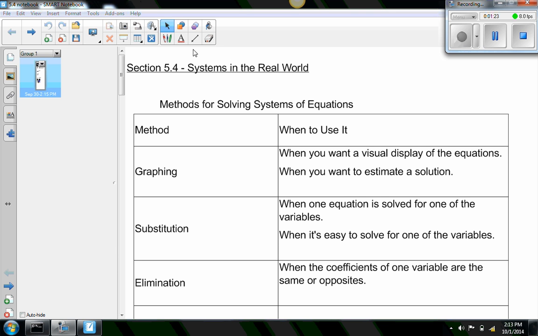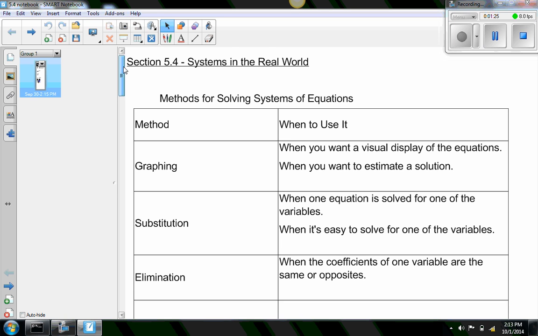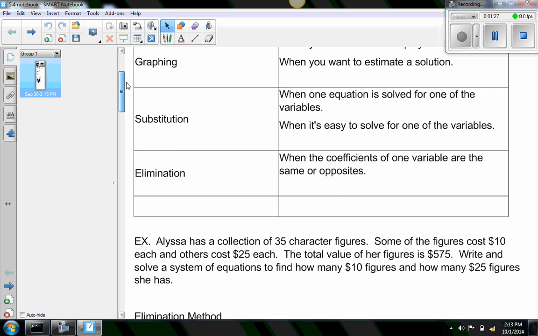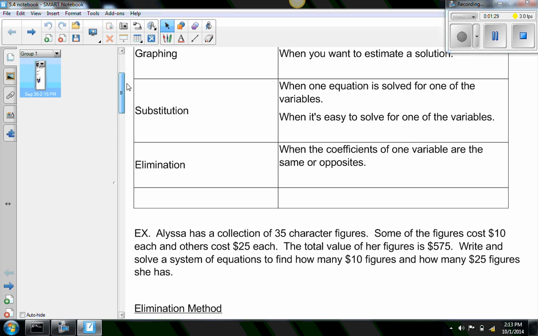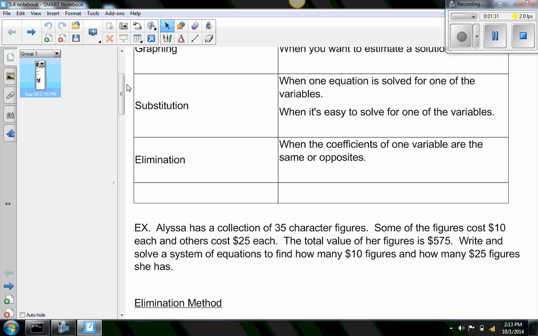I have one problem here that we're going to go through, but I'm going to solve it three different ways. The first one I'm going to do is the elimination method. Let's look at the question first. It says, Alyssa has a collection of 35 character figures, like Star Wars figures or something like that. Some of the figures cost $10 each, and others cost $25 each. The total value of her figures is $575. Write and solve a system of equations to find how many $10 figures and how many $25 figures she has.